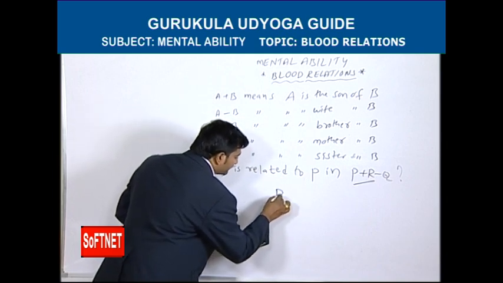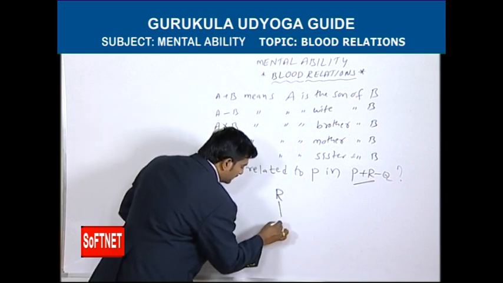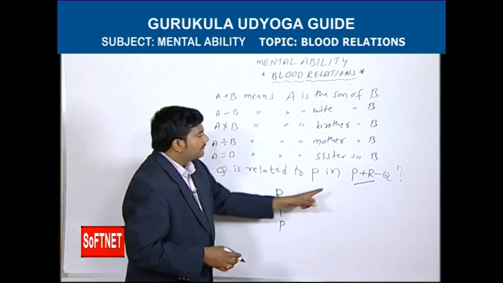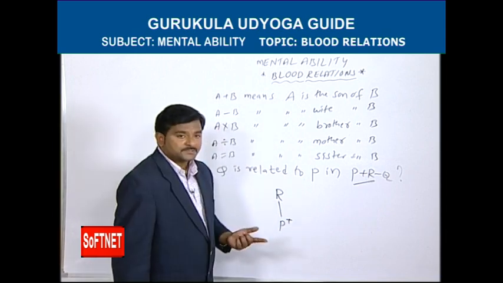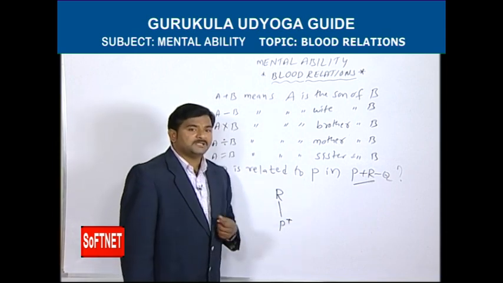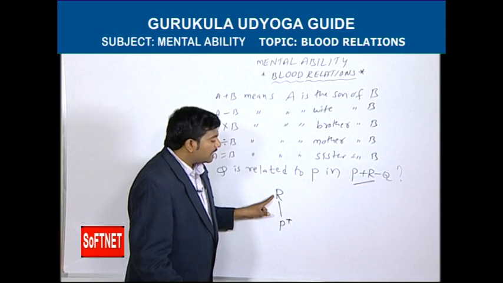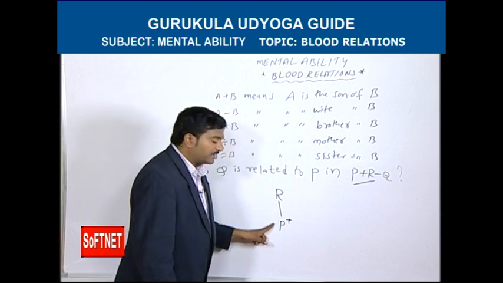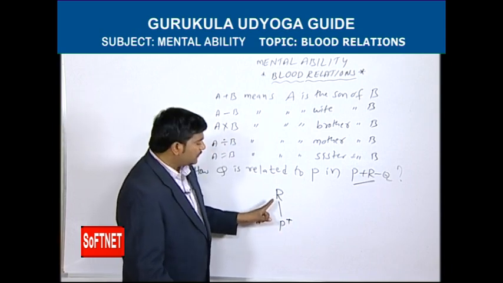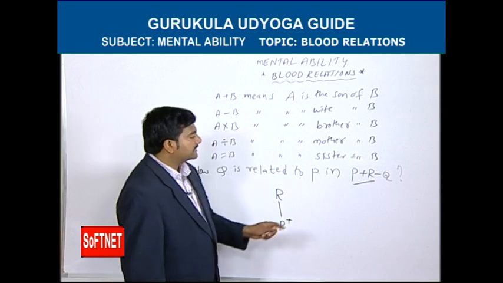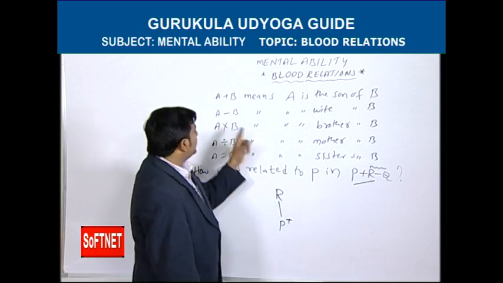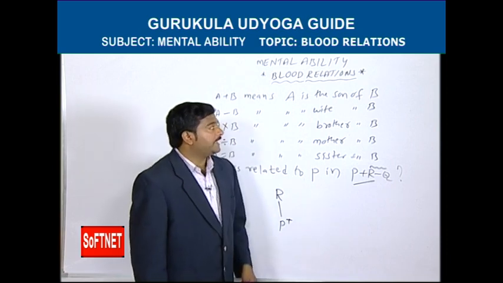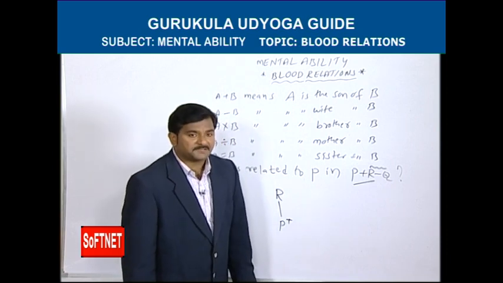That's why I am taking a vertical line. R is here, P is here. So now P is the son of R, so I know the gender of P. Since P is the son of R, P is male. R may be a mother or a father to P; I don't know the gender of R. Keep that aside. And one more thing is given: R minus Q. A minus B means A is the wife of B.